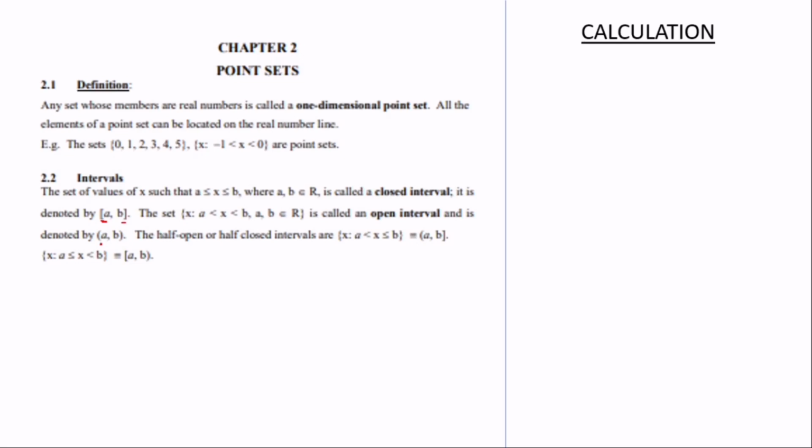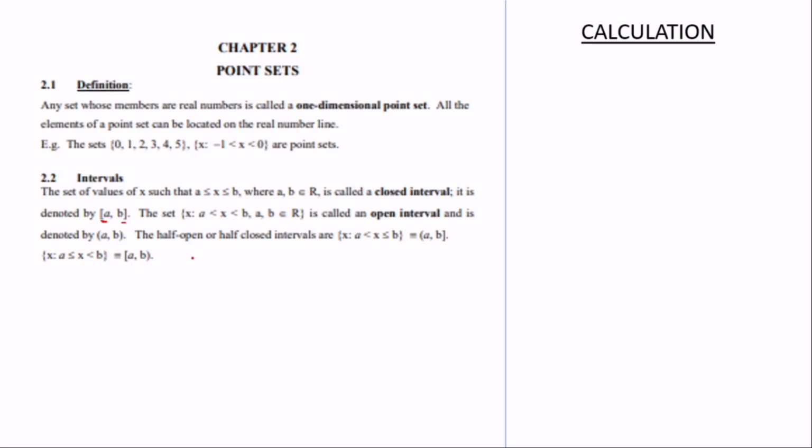Now we have the half open and half closed. Look at this. With the half open, it means that a is not part but b is part. As you can see here, x is greater than a but less than or equal to b. It means that b is inclusive but a is not part. And with this we have x being greater than or equal to a but less than b. It means that a is part because a is using a closed square bracket and b is using a parenthesis.